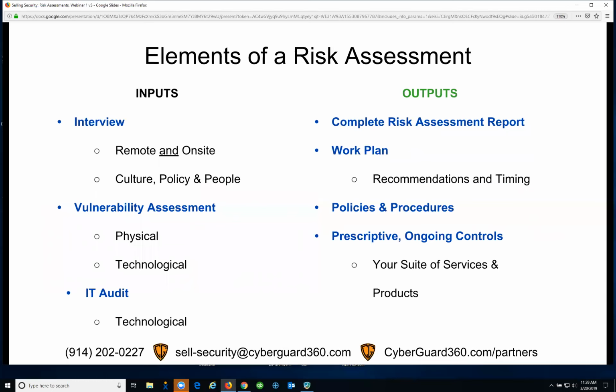Let's take a look at some of the elements of a risk assessment. You've probably seen risk assessments before if you've used, I know there are lots of vendors out there that offer what they call a risk assessment. They are typically not NIST-compliant risk assessments. I won't mention names because they're in their own space doing their own thing, and more power to them.